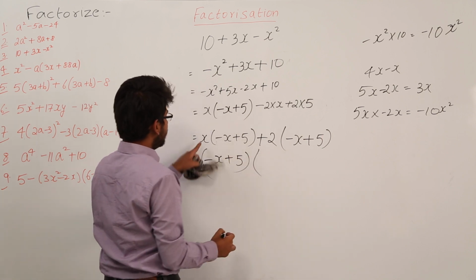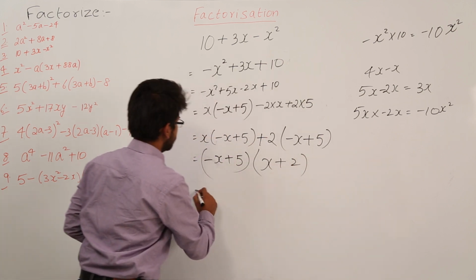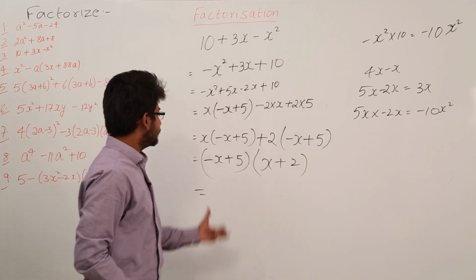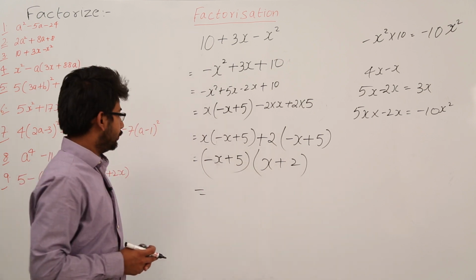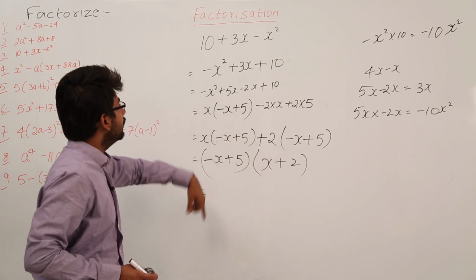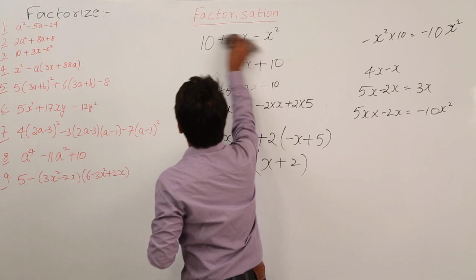Now we are left with only x from the first term and plus 2 from the second term, right? So both our factors are minus x plus 5 multiplied with x plus 2. Again, when they are multiplied, they will give you this particular expression.